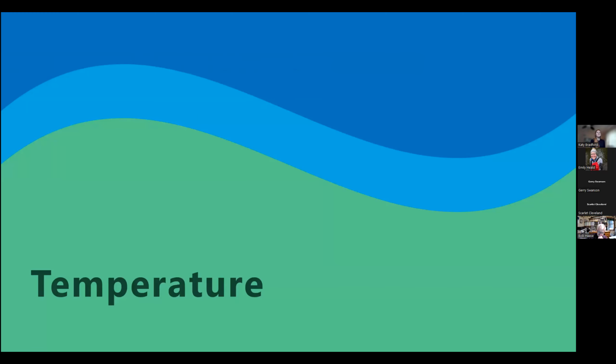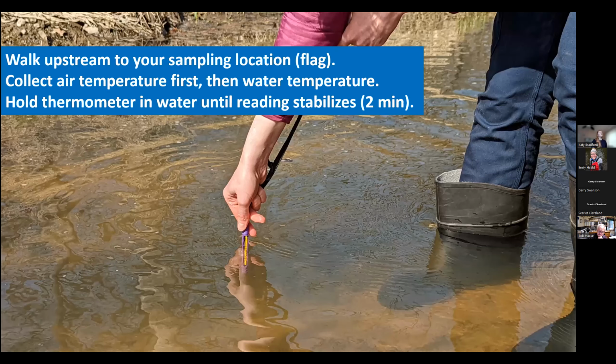All right. So our first parameter is temperature. This is the easiest one. Just a few reminders. You're going to walk upstream to your sampling location so that you're not interfering with the fresh water flowing by kicking up the sediment on the bottom. And you're going to sample temperature, transparency, dissolved oxygen, all at the same spot where your flag is.